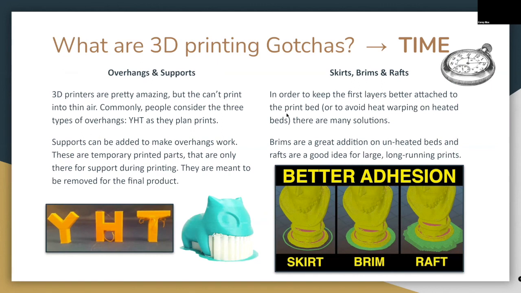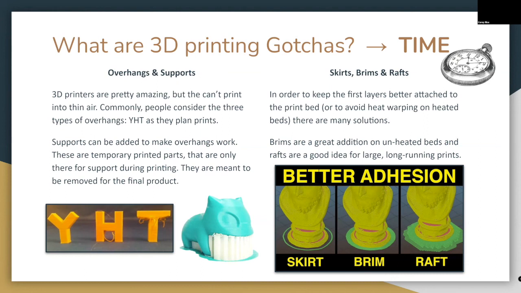So if you're trying to 3D print something this week, there are a few things that you want to keep in mind. And the first one is time. Prints can take a long time. And usually the more vertical they are, the longer they take. But beyond time and the fact that it can take a long time for prints to happen, here's two other items. We've got overhangs and supports.